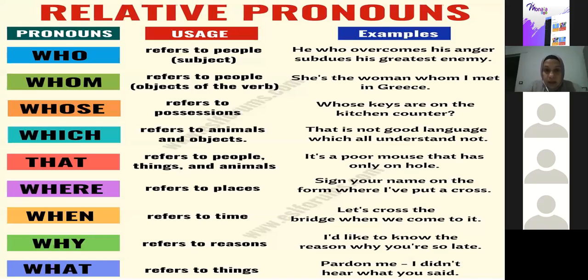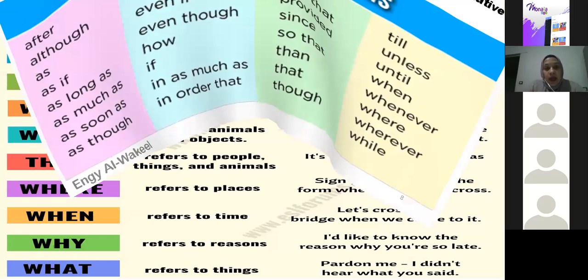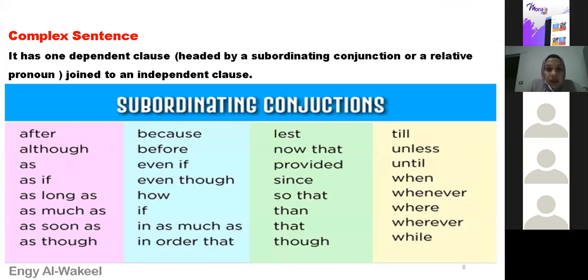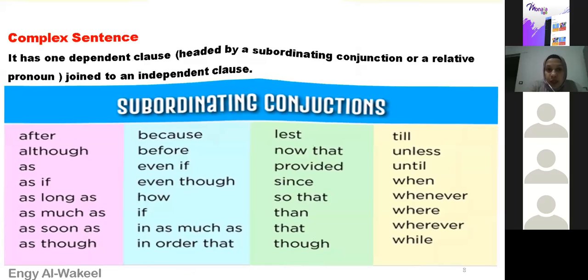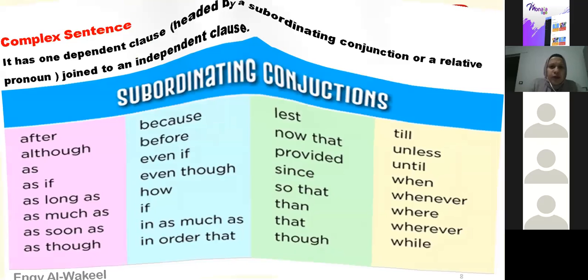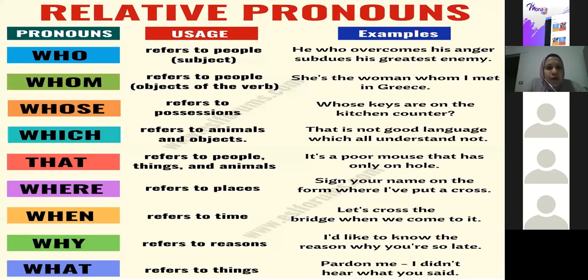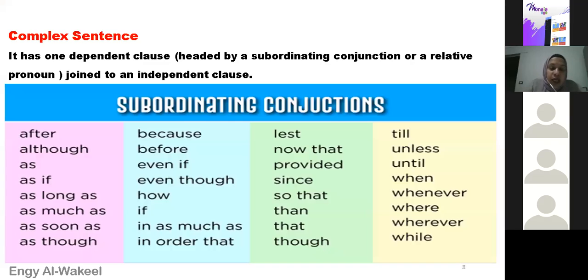So again, how can I write a complex sentence? By using one of the subordinating conjunctions or a relative pronoun. So, I'm confused now. Which type of sentence do I have to focus on? Actually, you have to focus on the three types of sentences, which are what? So far we took the simple sentence, compound sentence, and complex sentence.